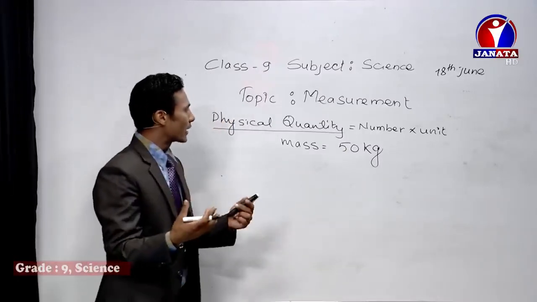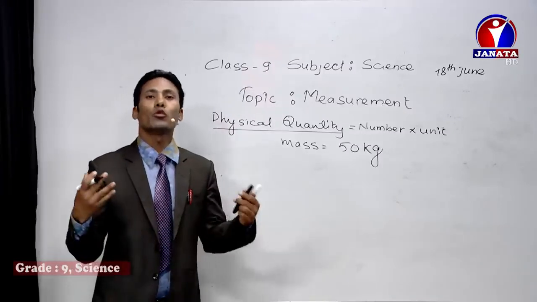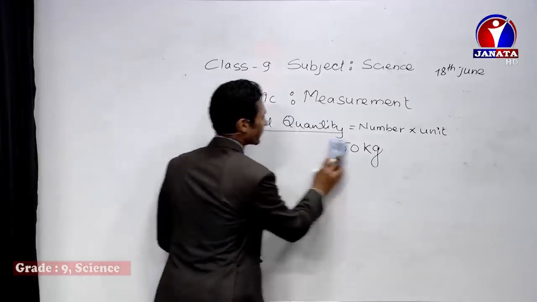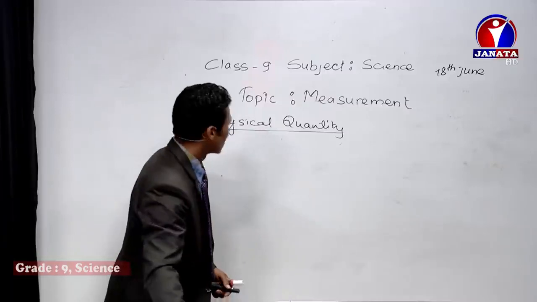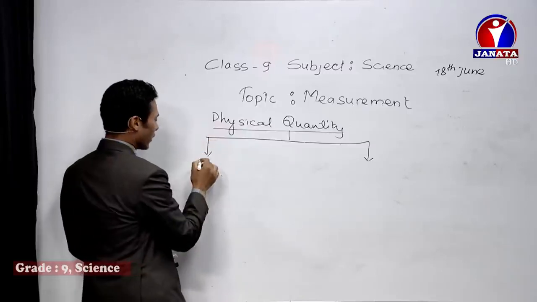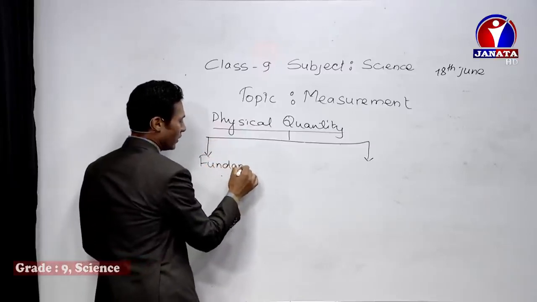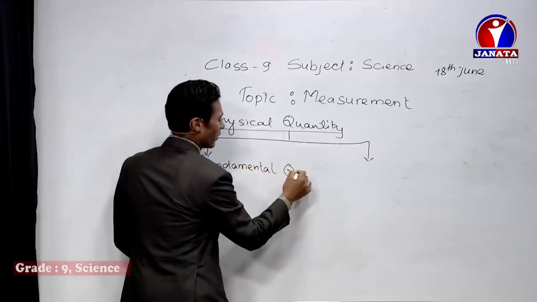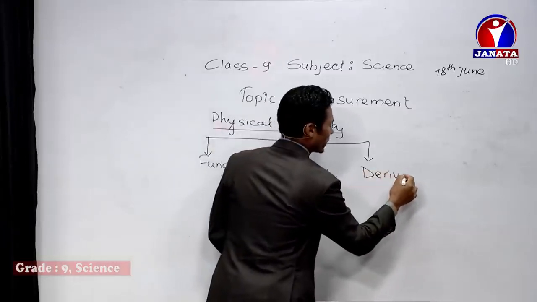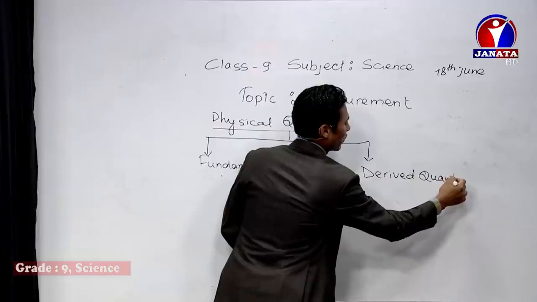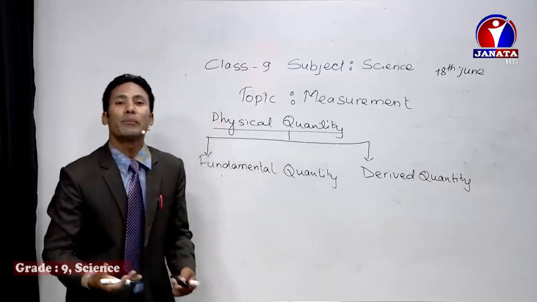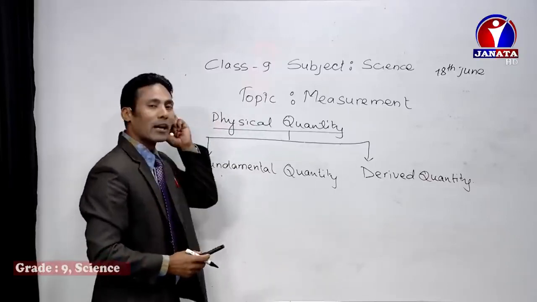Now, if we check the different kinds of physical quantity, there are two kinds. The types of physical quantity: we can divide physical quantity into two types. One is called the fundamental quantity, and the next one is called the derived quantity. The quantity which does not depend upon other quantities is called the fundamental quantity.